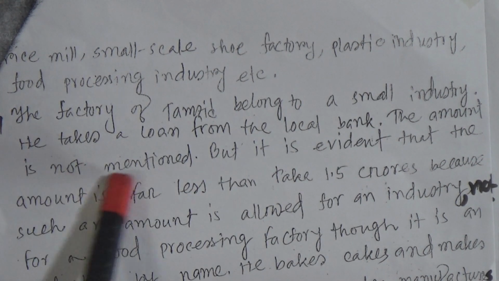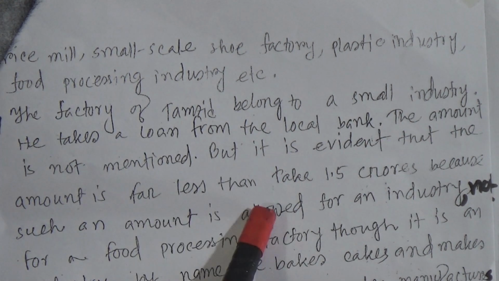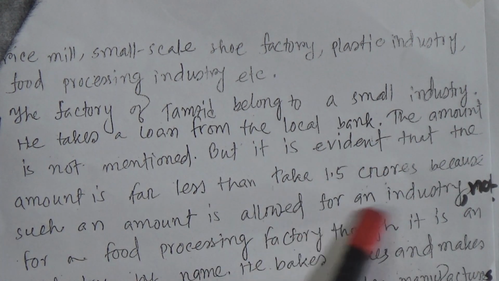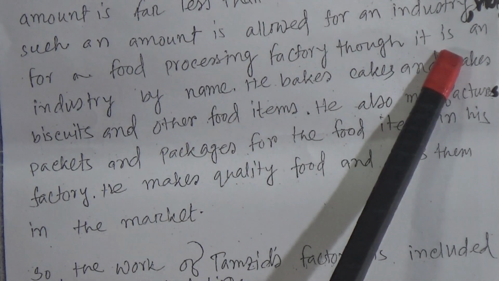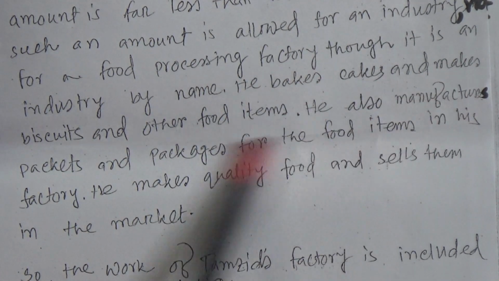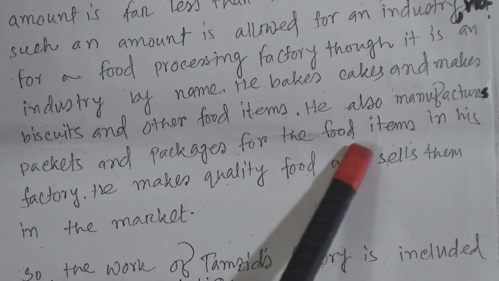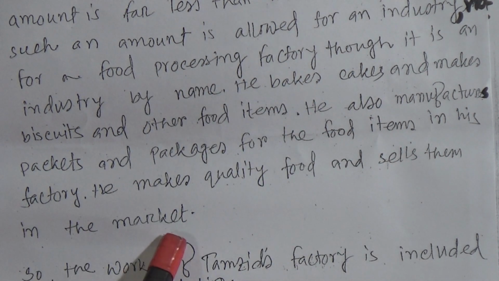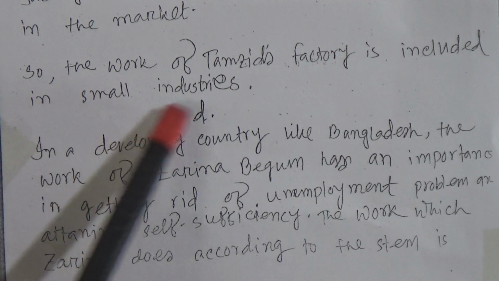The amount is not mentioned, but it is evident that the amount is far less than taka 1.5 crores, because such an amount is allowed for an industry, not for a food processing factory, though it is an industry by name. He bakes cakes and makes biscuits and other food items. He also manufactures packets and packages for the food items in his factory. He makes quality food and sells them in the market. So the work of Tamjid's factory is included in small industries.